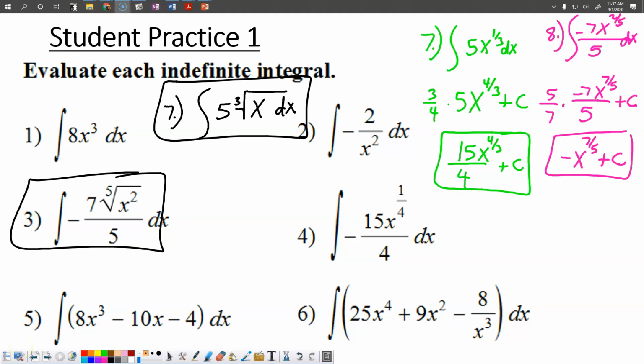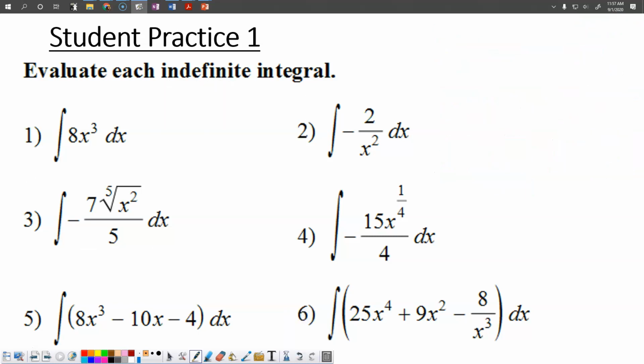All right, so we got our 2 answers over there on the side. One thing that makes number 7 a little bit different is that nothing cancels, right? So we just multiply straight across. 5 times 3 and 4 times 1 is 15 over 4. For the number 8, on the other hand, we already had a number down there in the bottom, but it doesn't really change any of the process. You still add 1 to your power, so you get 7/5. You still multiply by the reciprocal. And in this case, the 5 and the 7 cancel, leaving you with just a negative. So you're left with negative x to the 7/5 power plus c.